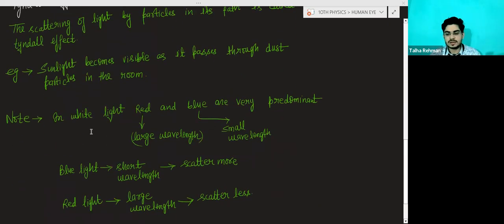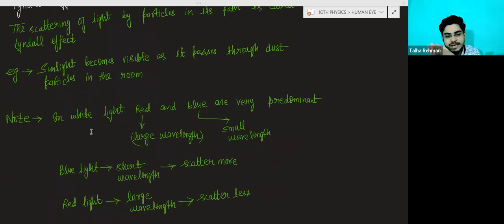After that, in sunlight, white light is there. Basically, in sunlight, red light and blue light are the predominant colors. Mostly, in sunlight a large amount of red and blue light is present. Other colored lights are also present, but mostly the red and the blue. So in white light, red and blue are very predominant.